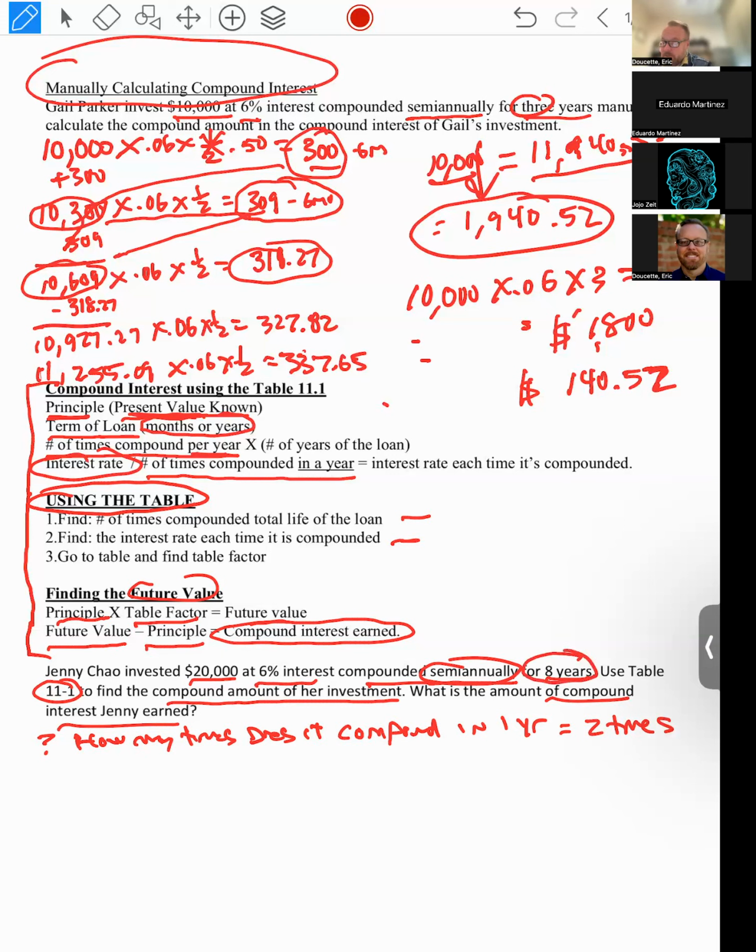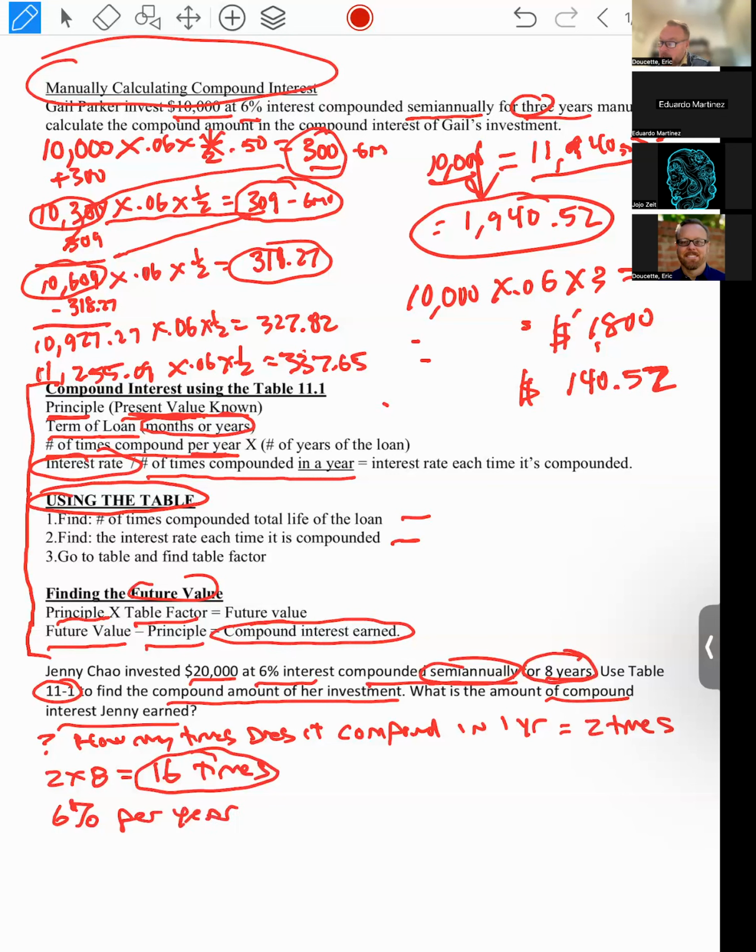Oh, 8 years. So I need to first go 2 times 8. That means it's going to compound 16 times over the life of that loan, right? So 16 is going to be my table factor for how many times it compounds. And then my interest rate is 6%, right? So 6% per year.